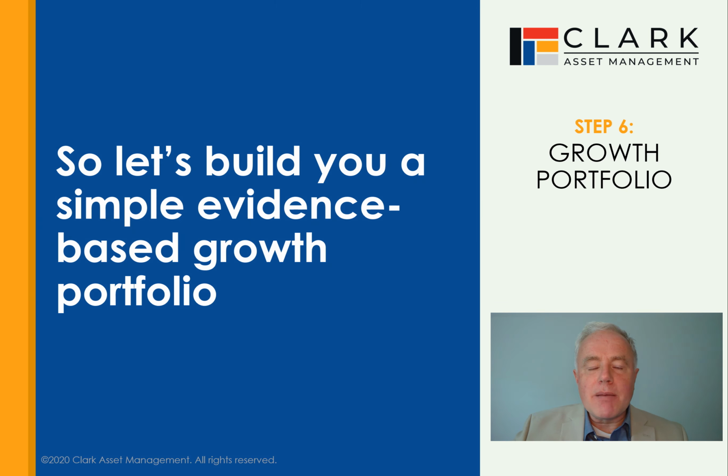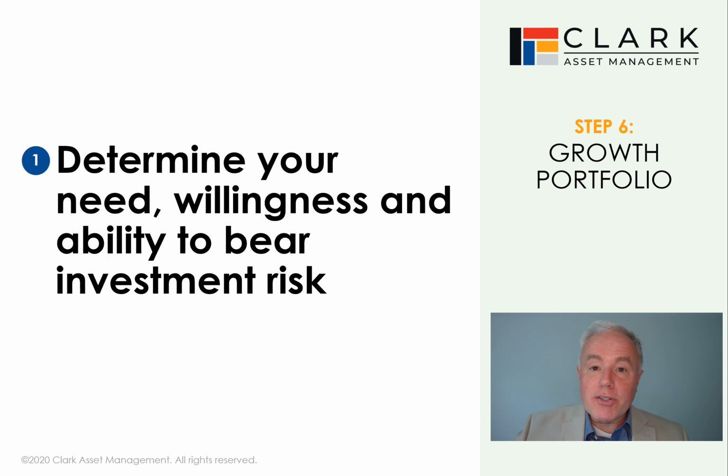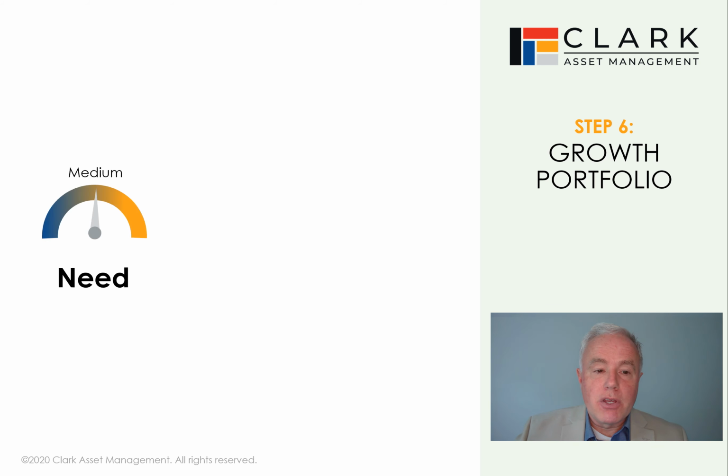So let's build you a simple evidence-based growth portfolio. The first thing we need to do is determine what portion of your portfolio should be in stocks and what portion should be in bonds. I would encourage you to do this by understanding your need to bear risk, your willingness to bear risk, and your ability to bear risk. Let's pretend your need to bear risk was medium. You can only find this out by doing a financial plan and then scoring that plan, seeing the confidence of that plan, figuring out how much risk you need to take to achieve your needs, wants, and wishes. So let's say that's a medium.